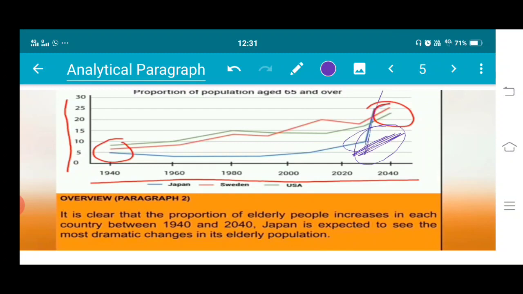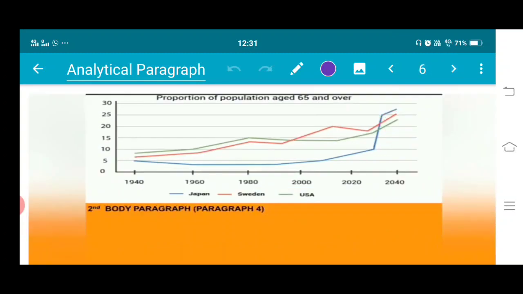As I've told you, that is growing, here it is growing only. So we have to write down that Japan is expected to see the most dramatic changes in its elderly population, right? Now next what we have to do, let's see.